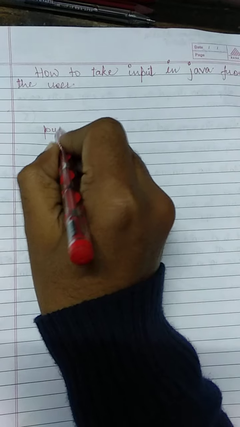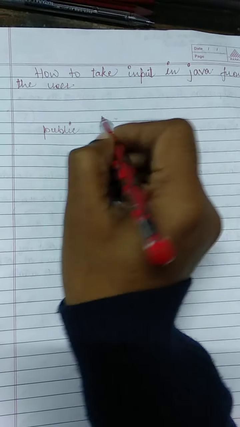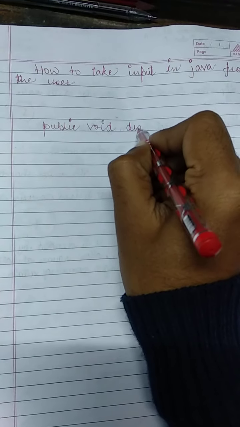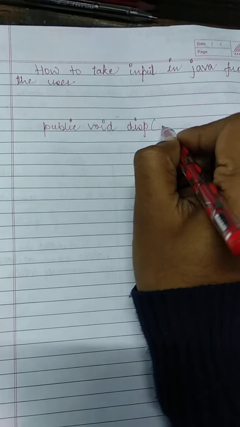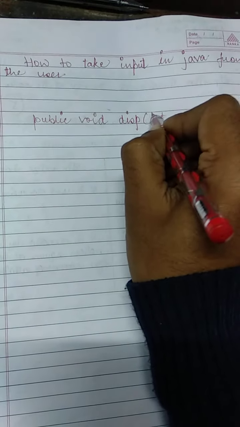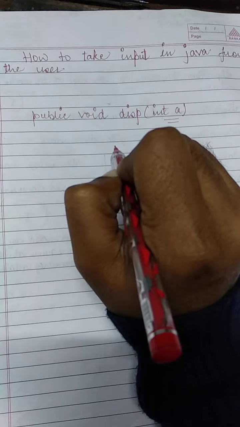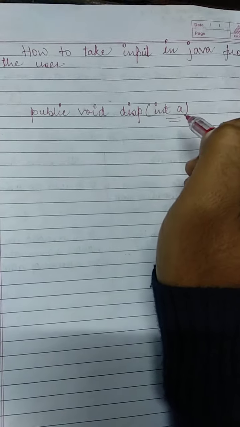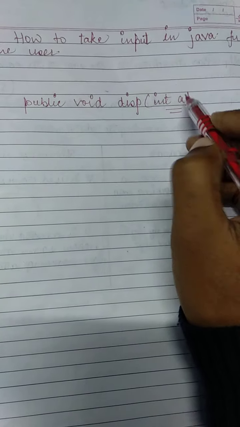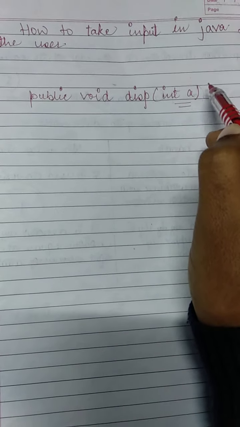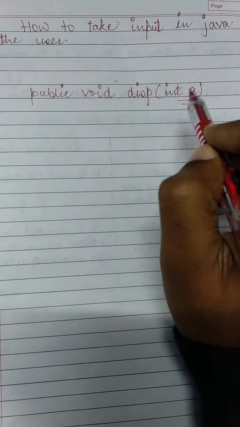Previously we used to take input from the user like this. We used to write public void, and here we used to write a method called display, and this one is int a. This a directly interacts with the user during the runtime, and the user or the programmer will give the value. But there is one limitation here.